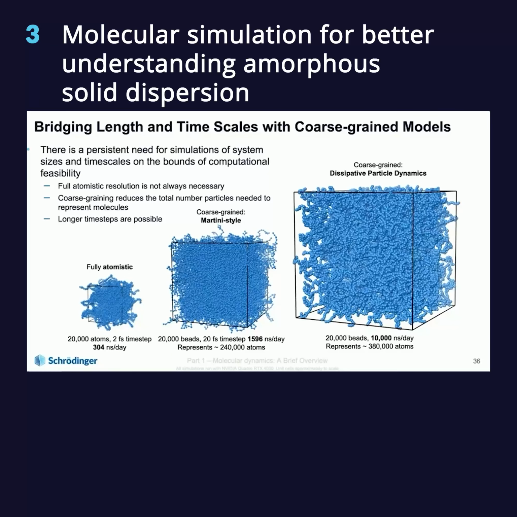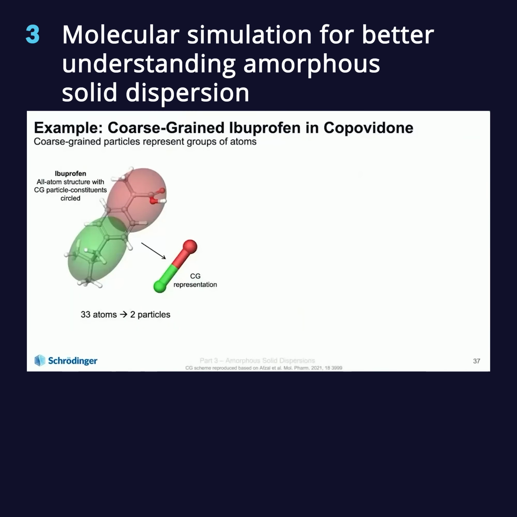Another type of coarse-grained procedure that we use is dissipative particle dynamics. For this particular system, we're able to map it in a way that we can make even larger particles and use 20,000 beads to represent 380,000 atoms and run at approximately 10,000 nanoseconds per day. So you can hopefully graphically see how we can accelerate our simulations. This is some work that we did in collaboration with AbbVie in order to create a coarse-grained model of ibuprofen and copovidone.